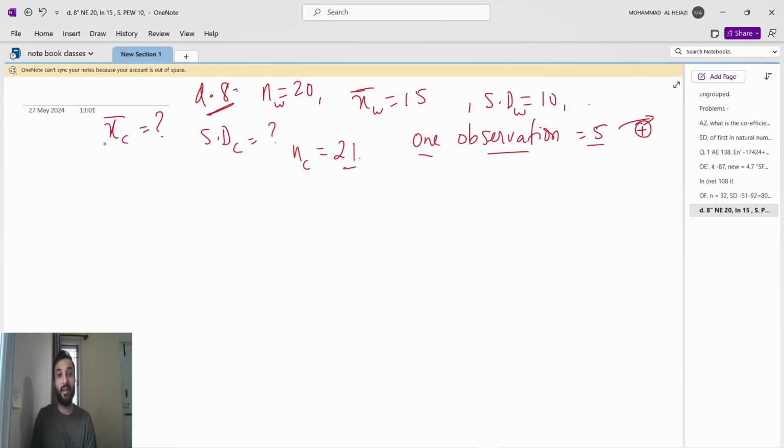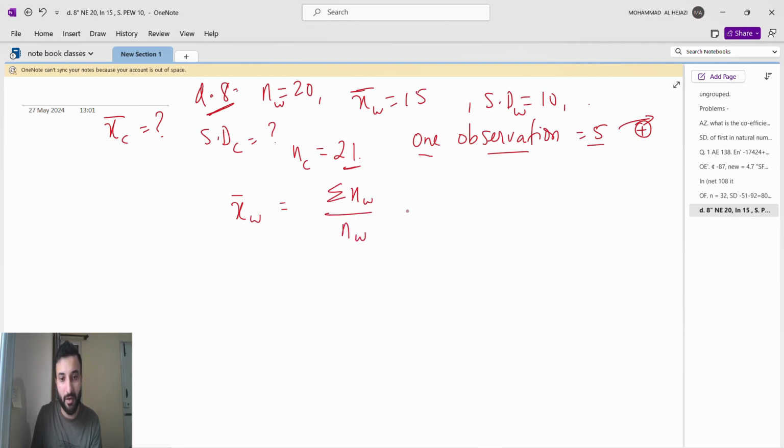Correct mean. So for finding the correct mean, what do we want? We want the correct sum of observations and the correct number of observations. So we have to find the correct sum of observations. For that, first of all, we will find the wrong sum of observations, which we get from the wrong mean.